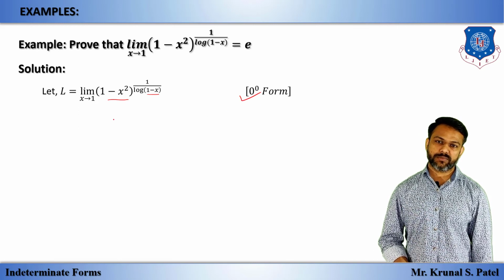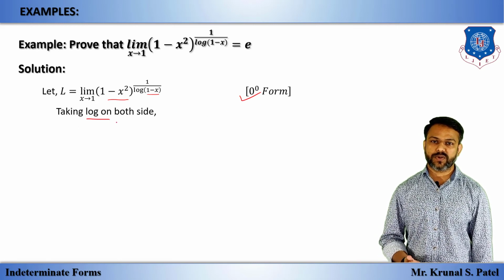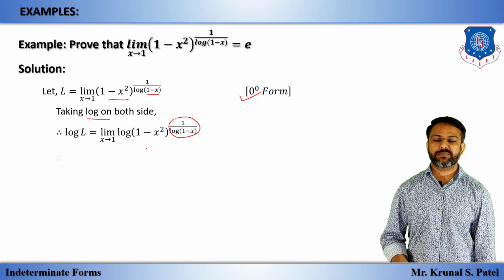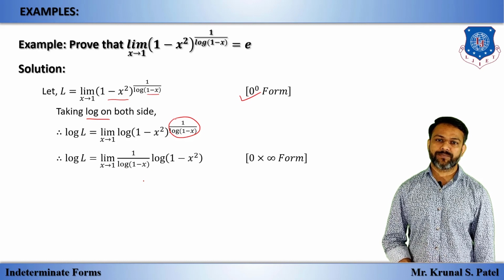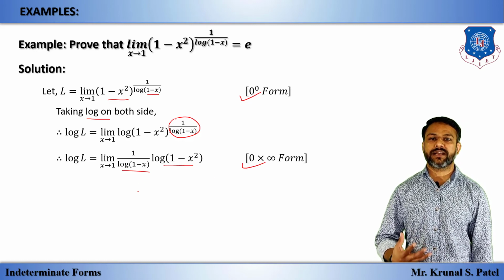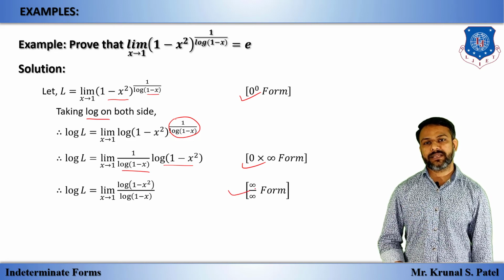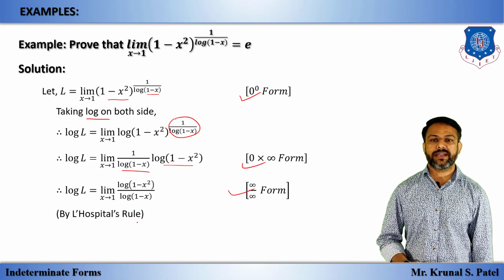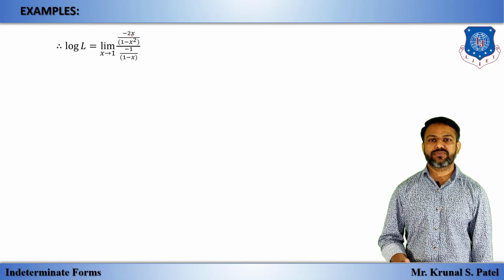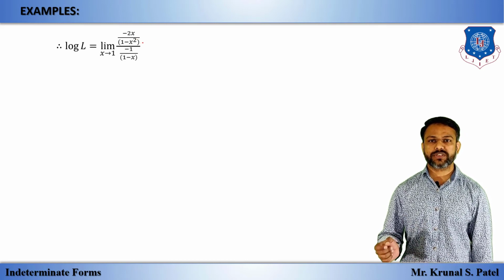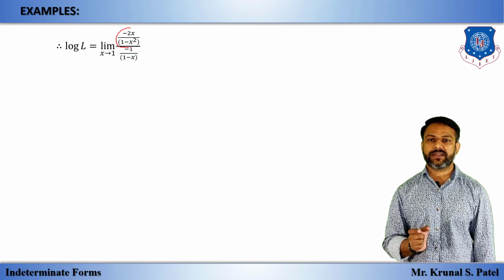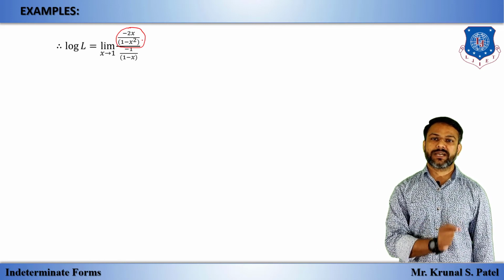By taking logarithm on both sides, we have this form. Power comes to the front, we have this form. This becomes 0 into infinity form. And rewriting this, it becomes infinity by infinity form. By applying L'Hopital's rule, differentiate numerator and denominator separately. We have the differentiation of log of 1 minus x square is 1 upon 1 minus x square, and differentiation of 1 minus x square is minus 2x.